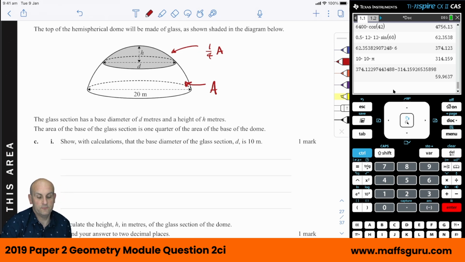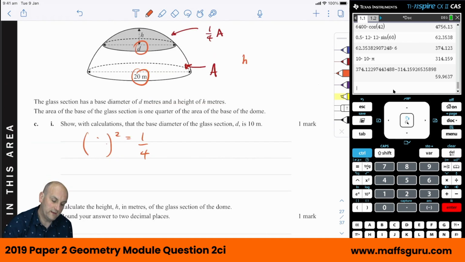Okay, now the reason they're doing this is it's a ratio question. What we know is if the area is equal to 1/4, then the heights or the diameters or any lengths are in a ratio. So we would normally find the ratio between the diameters. I think that's got to be D on 20, yes, because it's going to be a smaller value.